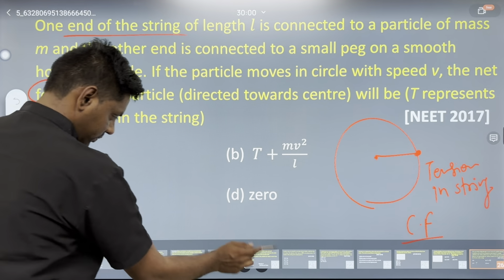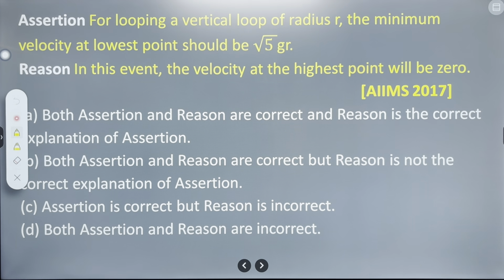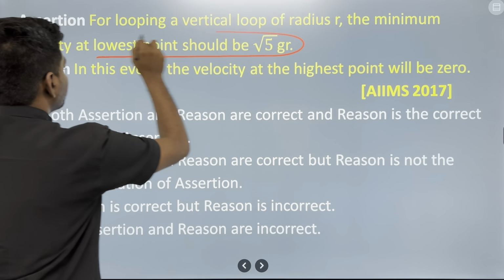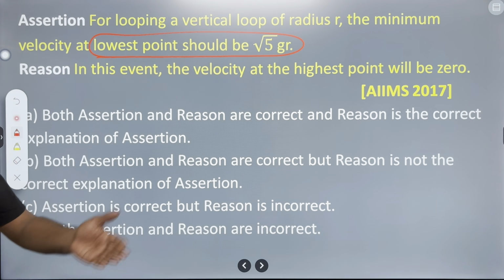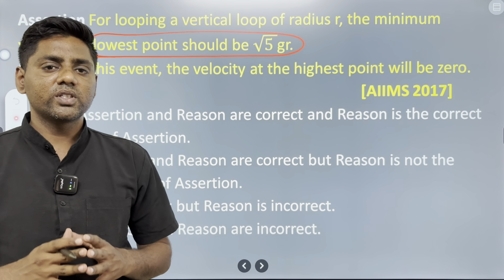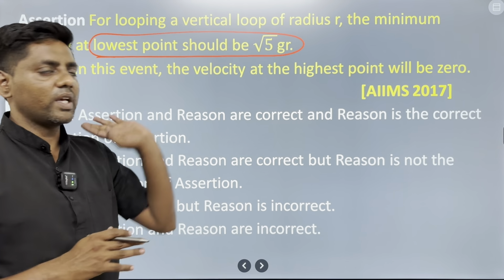Next example, assertion and reason का example है. For looping a vertical loop of radius r, the minimum velocity at the lowest point should be, correct answer है. वर्टिकल सर्कुलर मोशन जब भी ऑब्जेक्ट परफॉर्म करेगा तो लोवेस्ट पॉइंट पे वेलोसिटी कितना होना चाहिए? अंडर रूट ऑफ 5gr. मतलब असर्शन करेक्ट दिया.